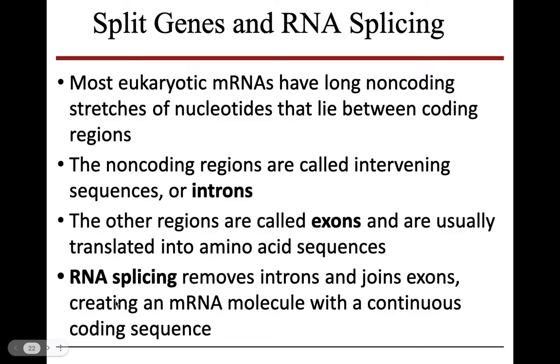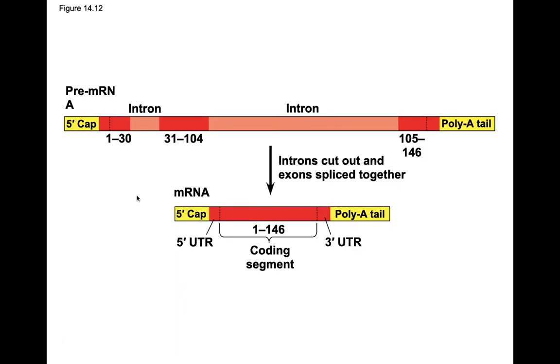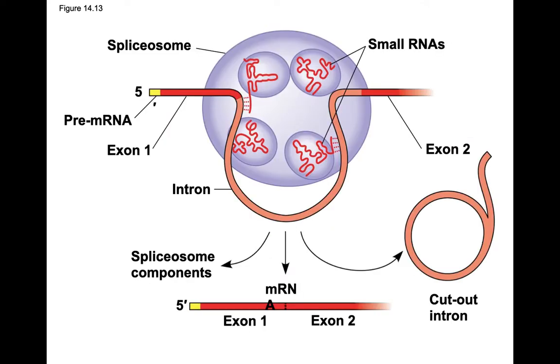RNA splicing occurs where we remove the introns and we join the exons together to create a continuous coding sequence. So generally we will have introns at certain points of the nucleotides, and they will be spliced out, and then we will use DNA ligase to reattach these together to make a coding segment. Notice we don't remove the poly A tail or the 5' guanine cap.